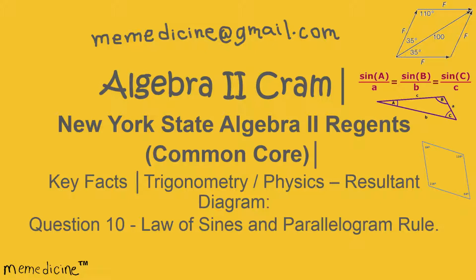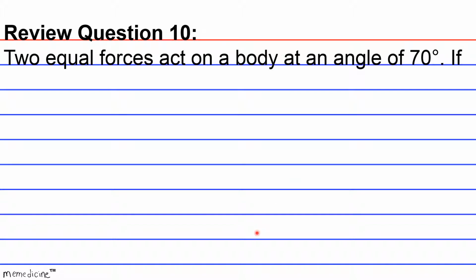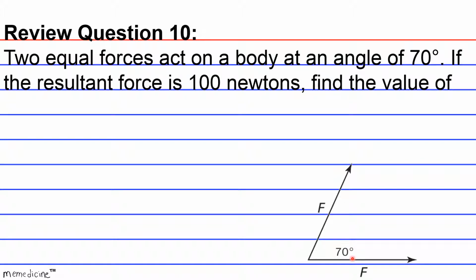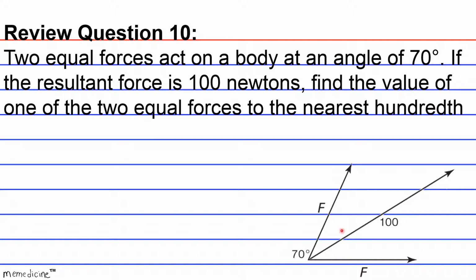All right, let's delve into the question. Review question 10. Two equal forces act on a body at an angle of 70 degrees. If the resultant force is 100 newtons, find the value of one of the two equal forces to the nearest hundredth of a newton. And in case you're wondering, newton is the unit for force in physics.